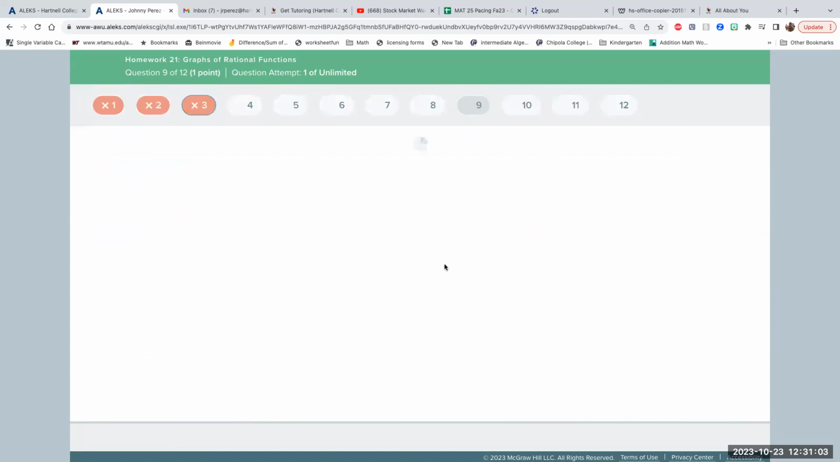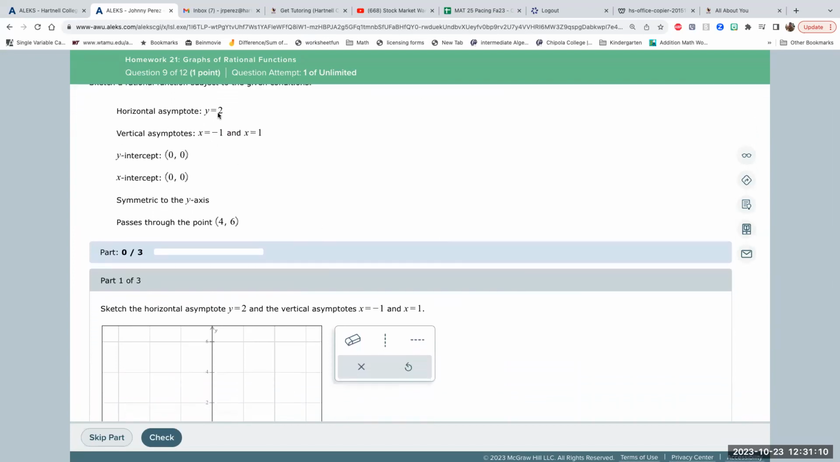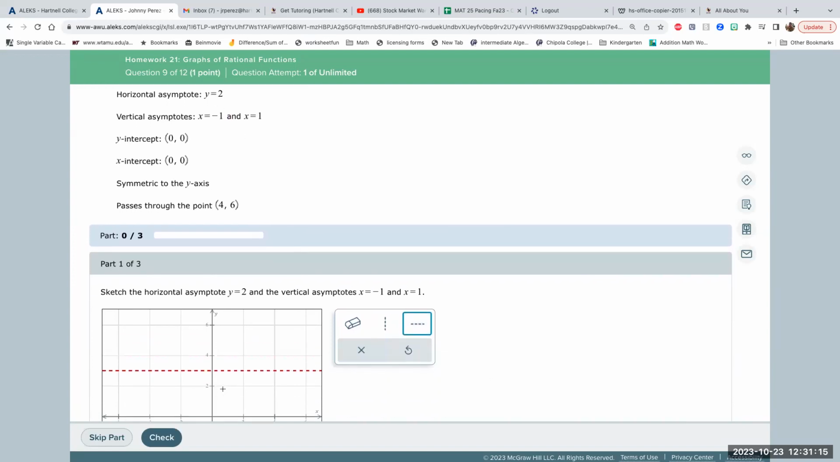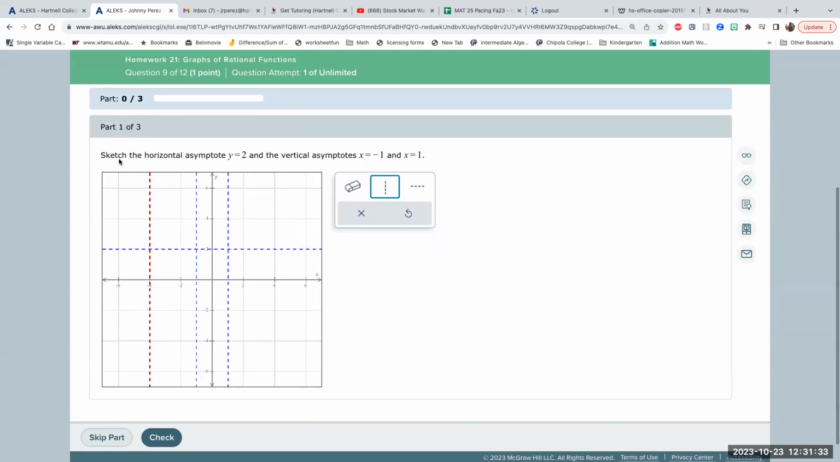If I fast forward, let's say we go to number 9, and they're going to show you and prep you how to graph this. So let's say you have a horizontal asymptote at 2. So there's that right there at 2. Vertical asymptotes at -1 and 1. So -1, that's right there, +1 right there. Oh, but wait. For this part, I have to read the instructions. For this first part, they only want you to do what I just did right there. So just a check.